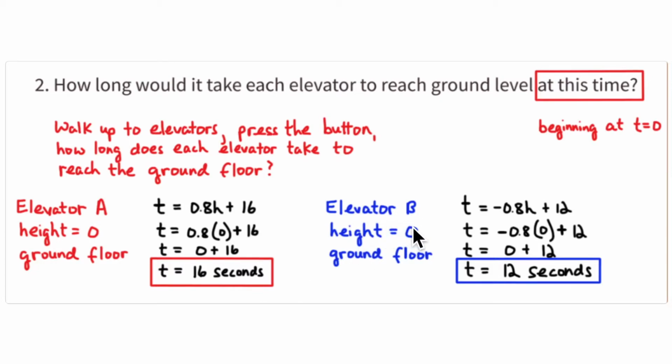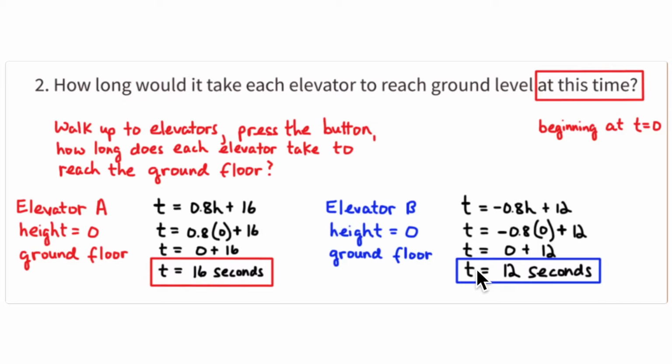Elevator B, similar case, but elevator B is going down. So it's a negative 0.8 seconds per meter times 0 meters. So how long has it taken to go 0 meters? Well, it's taken 0 time once again, but you also have to add these 12 seconds. So it takes elevator B 12 seconds to reach the ground floor. So elevator A is going up, and we're going to figure out what that height is that it's going up in just a moment, and elevator B is going down. So we'll figure out how far it's going down. That is question number 1.